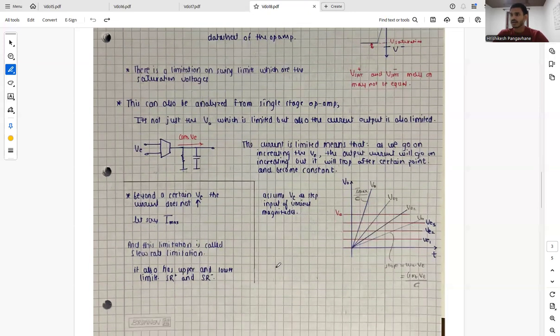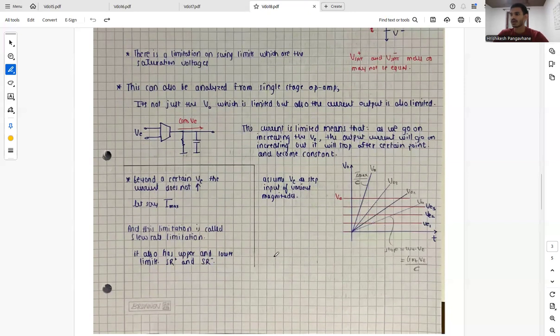This limitation is basically called slew rate limitation, and it also has upper and lower limits for slew rate, denoted by SR plus and SR minus. So let's talk about it more.